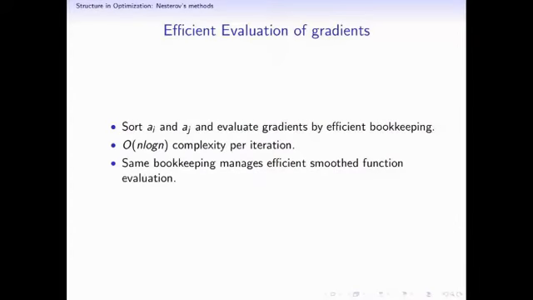So this is the gradients method that I was talking about. You end up getting an order n log n complexity per iteration for calculating the gradients. And interestingly, the same bookkeeping method allows you to calculate the smooth function value as well at every iteration. So the entire complexity per iteration turns out to be order n log n.